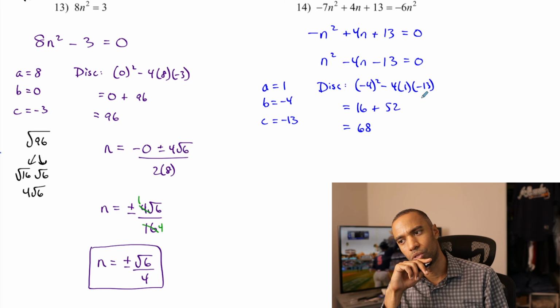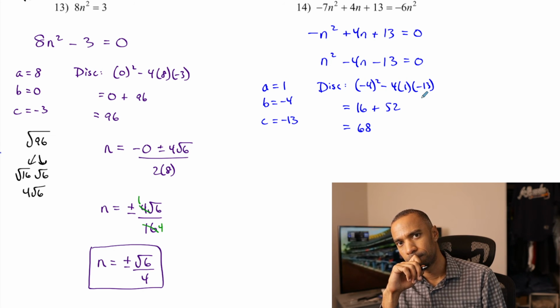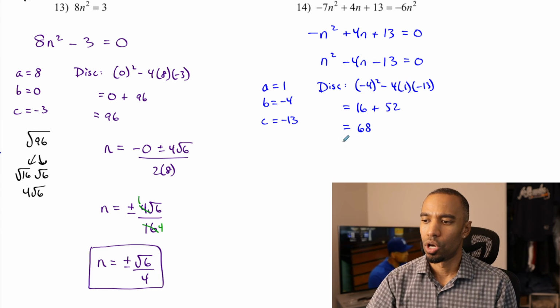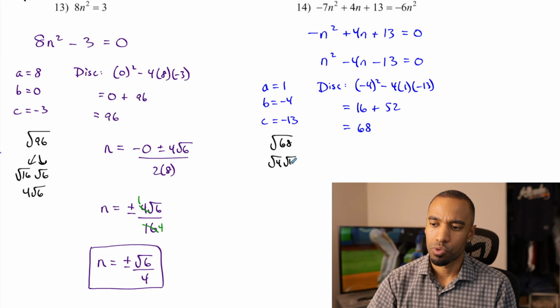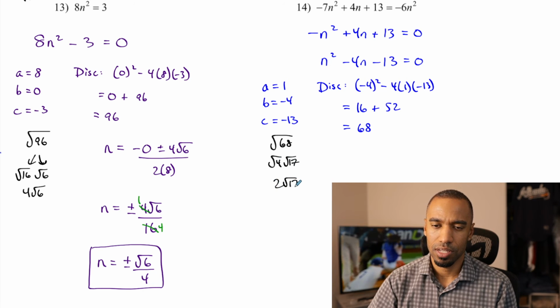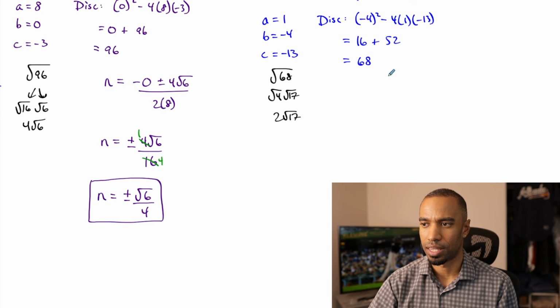68 reduces to, I guess, 4 and 17. So root 68 is root 4 times root 17, so that's 2 root 17. Hope I didn't mess that up, and we'll look at the completing the square version as well. Let's check that out after.